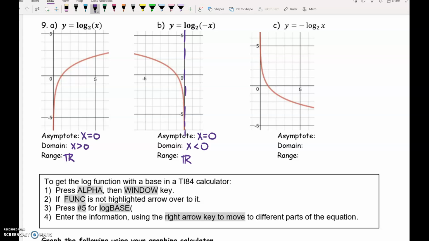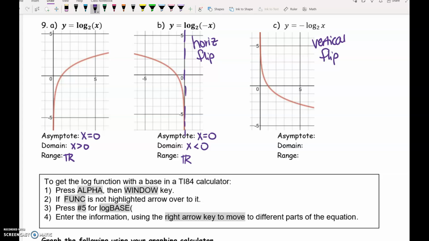Compare C to A. It has flipped over the y-axis. This is a vertical flip. So B is a horizontal flip. C is a vertical flip.